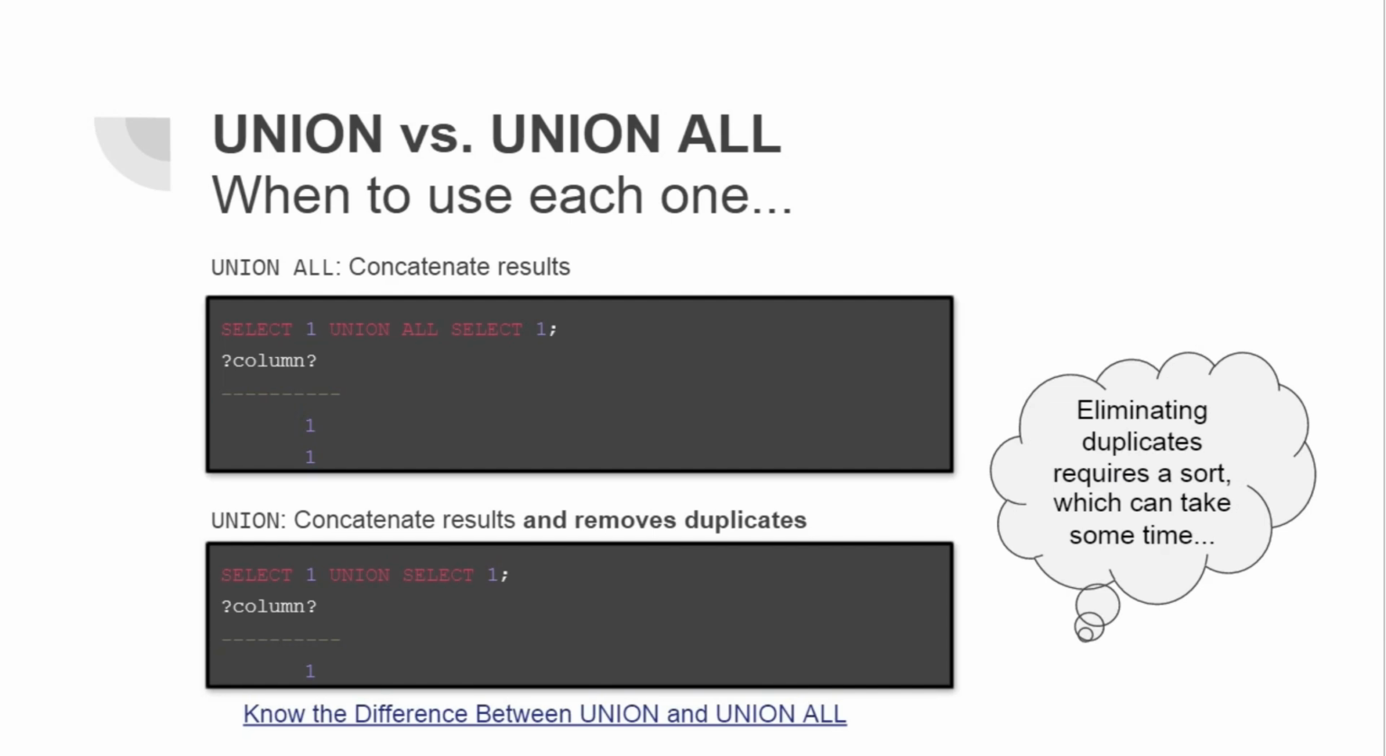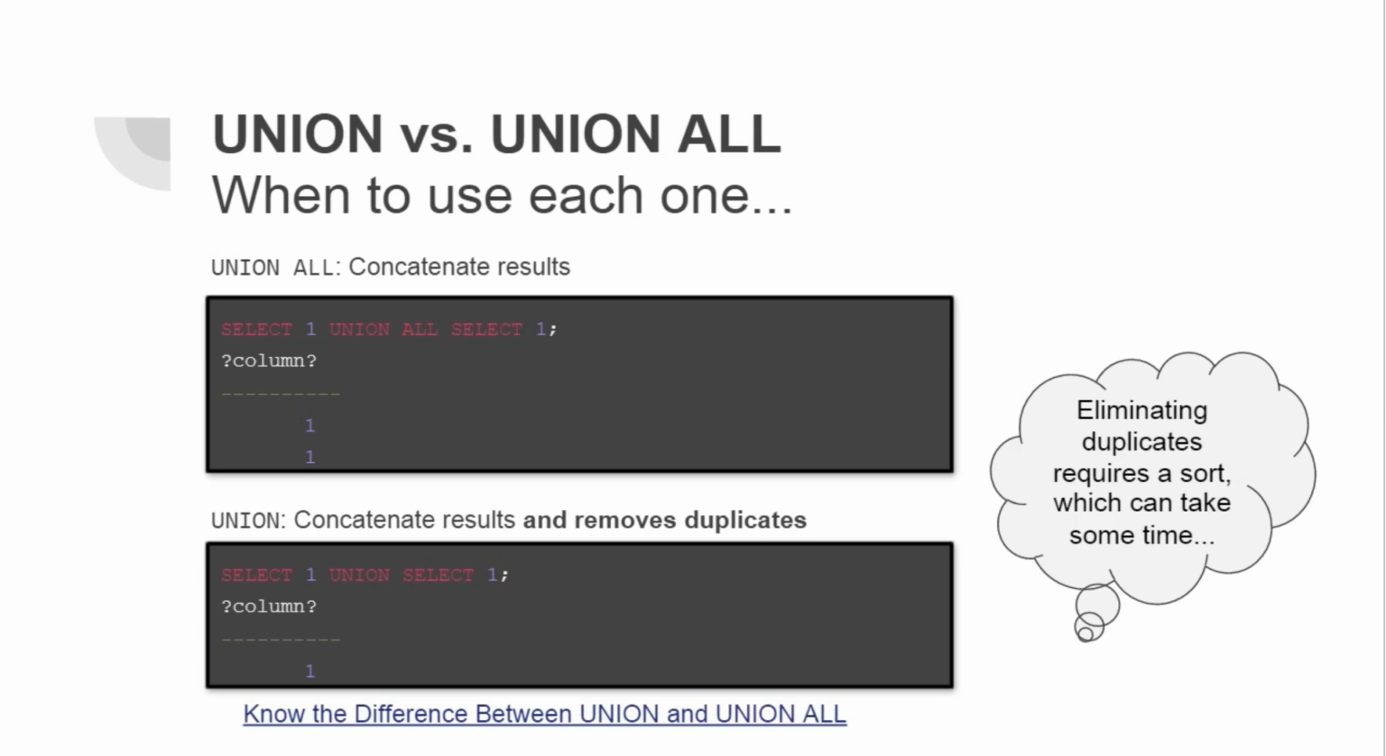So, union is an operator in SQL that is used to concatenate two result sets. You can see in the top that we are using union all to concatenate two result sets. And on the bottom, we are using union. So it's very important to understand the difference, because if you use the wrong one, you can either get incorrect results or just do work for no reason. The difference between union and union all is that union all concatenates the results, and union does the same thing, but removes the duplicates.